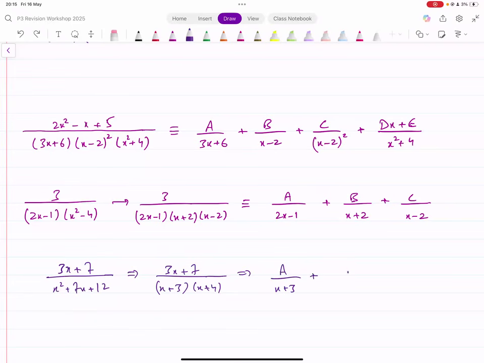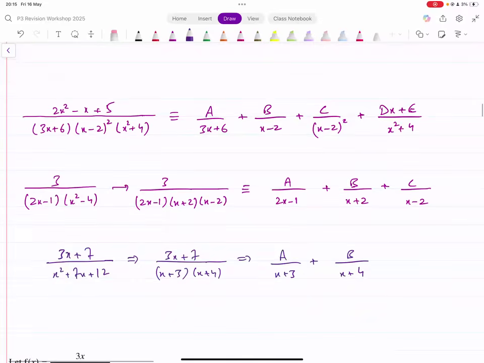So sometimes it is possible that the denominator is not already factorized. You first have to factorize that and then find partial fractions after that. Okay. Now this is what happens in proper fractions.